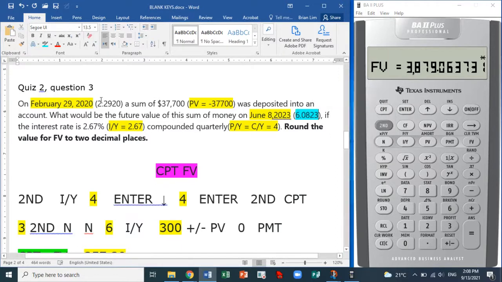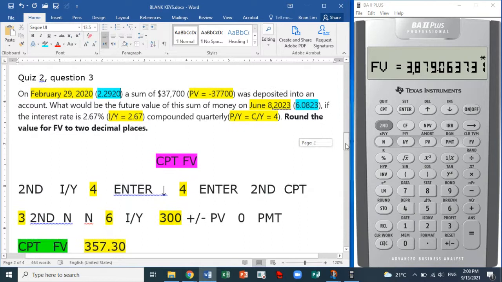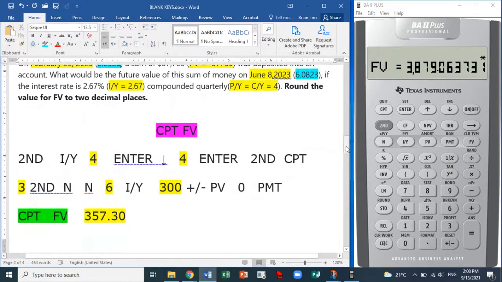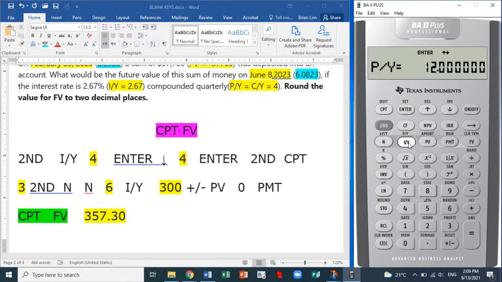So let's use a different color just to distinguish. We've had a lot of yellow, so all right. So how do we do this on the calculator? That is the big issue. All right. Now let's go to the calculator. We can clear the second I/Y for enter. We go down, sorry, we go down C/Y for enter, and we go second CPT.